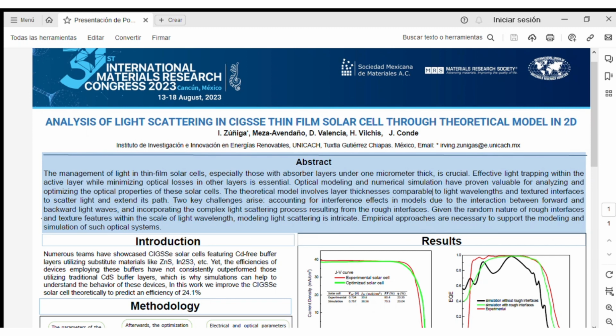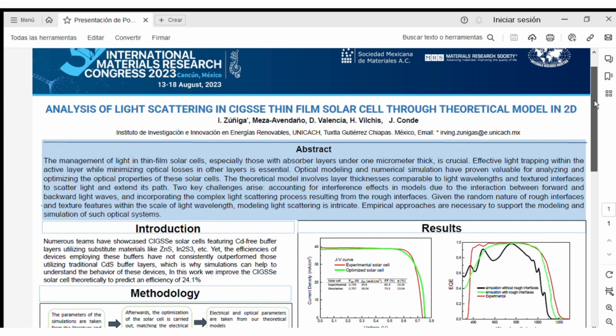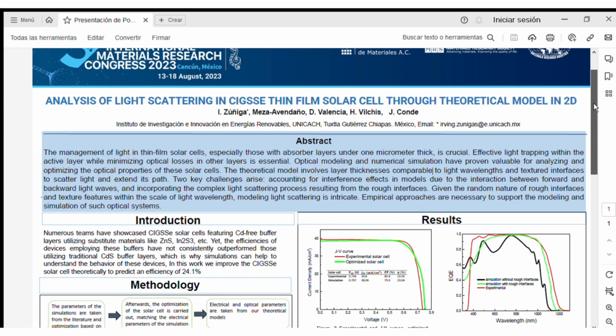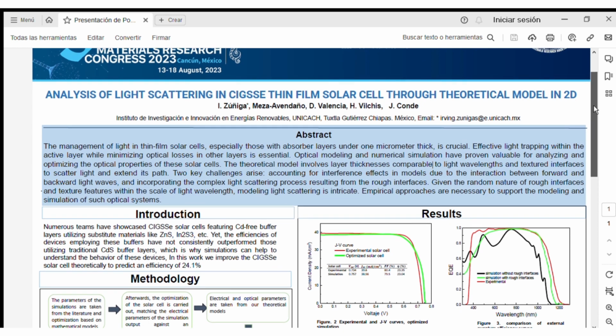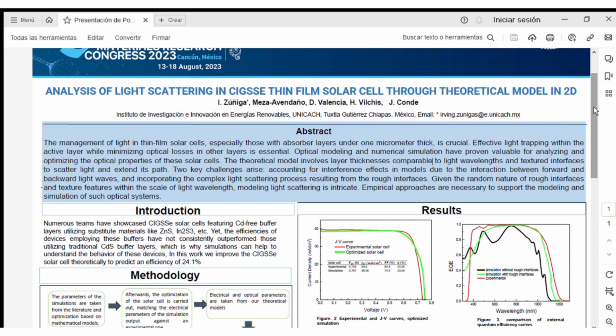Good day. This work is presented as analysis of light scattering in CIGSe thin-film solar cell through theoretical model in 2D. The study consists of the simulation of a CIGSe solar cell by means of a theoretical model in 2 dimensions. The simulations were made in Silvaco Atlas.